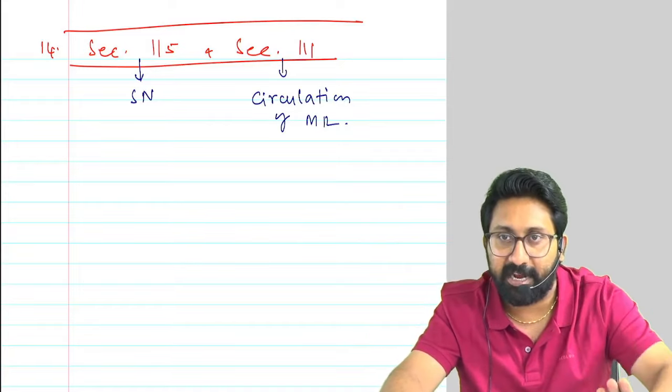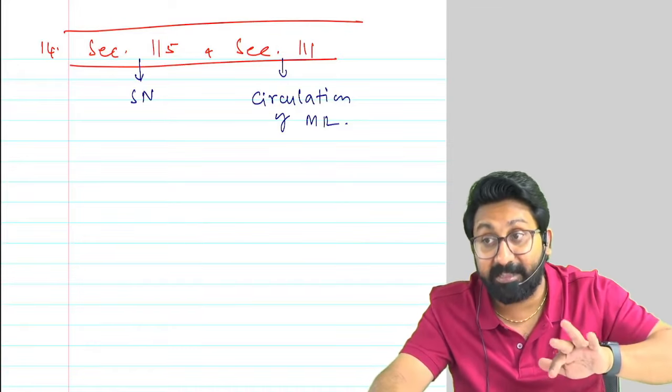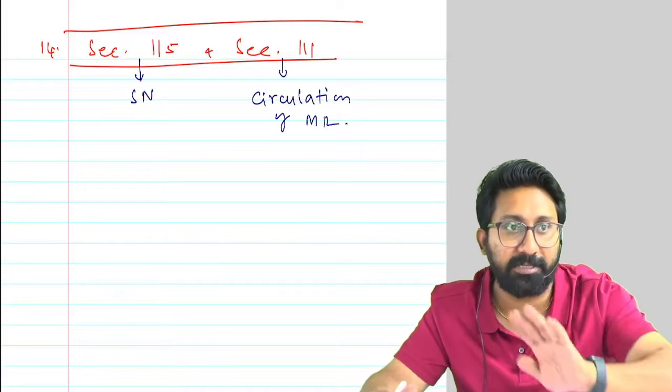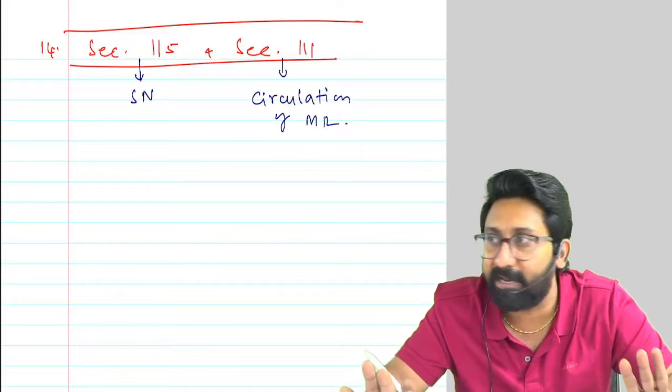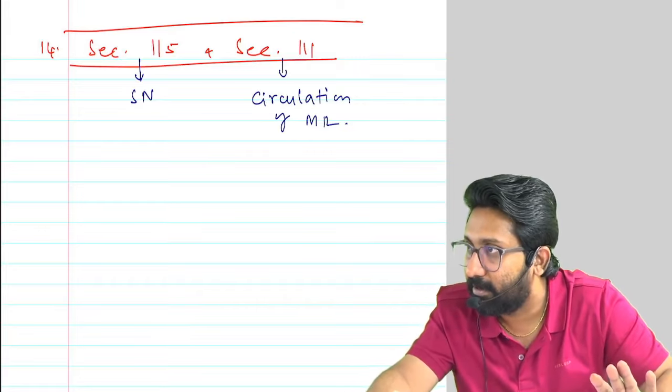Special notice is a channel. The general thing is board giving to member. The special thing is member giving to board. That is notice. This is special notice. Understood the point clearly? Yeah. That's how the special notice concept started in the Companies Act.